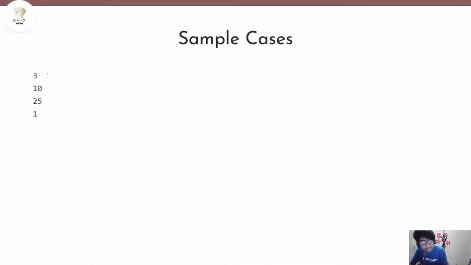We have 3 test cases here, and in the first test case x is 10. 10 is already divisible by 10, right? 10 is already divisible by 10, hence the answer is 0. It took 0 turns here to win the game.